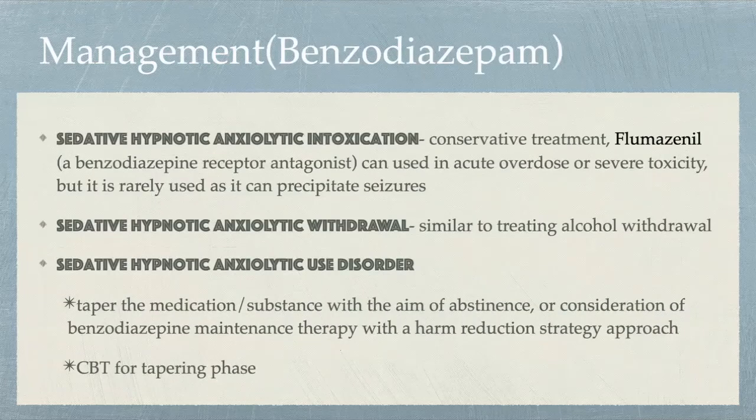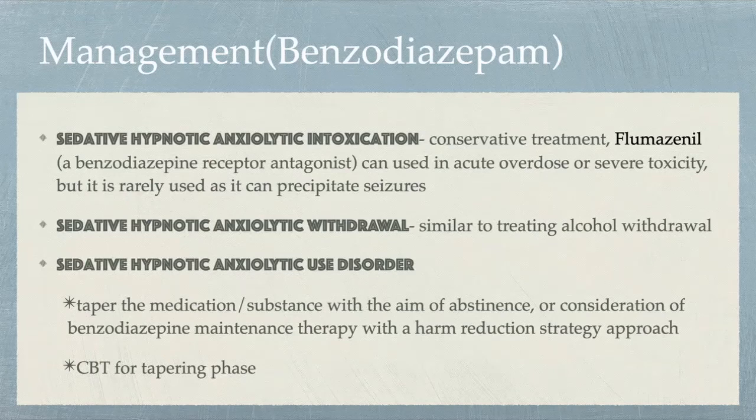The management for benzodiazepine intoxication is the same as alcohol, which is conservative treatment. There is a medication called flumazenil, which is a benzodiazepine receptor antagonist, but it is rarely used because it can precipitate seizures. And for withdrawal, it is similar to treating alcohol withdrawal, which means that we have to give benzodiazepines to the patients with withdrawal symptoms.